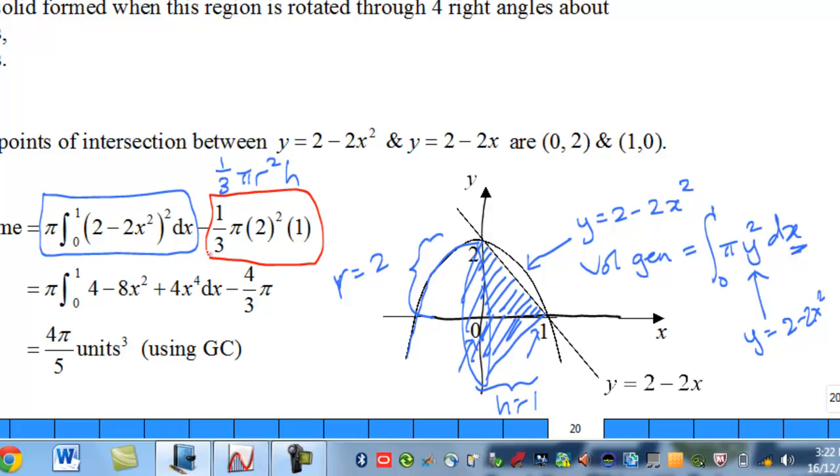So the bigger volume in blue, subtract away the smaller volume in red. Upon simplification, it gives us the final answer 4 pi over 5.